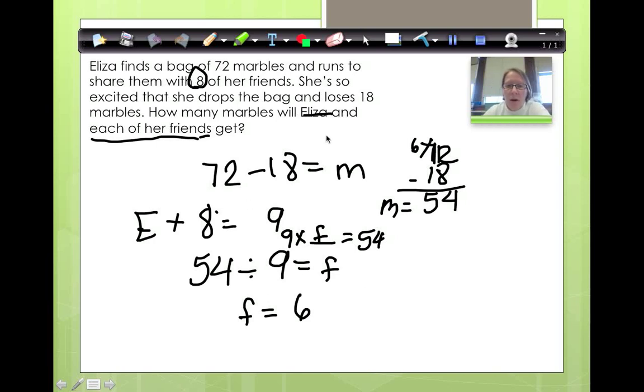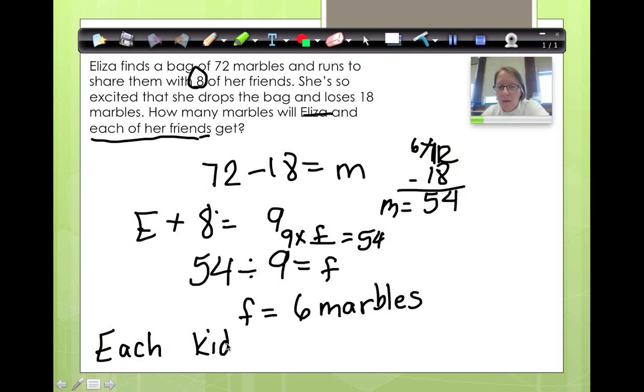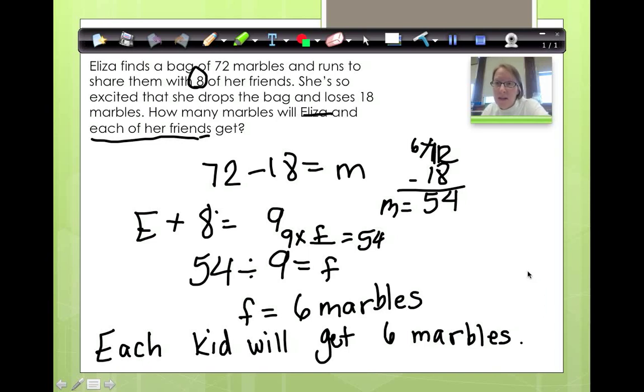How many marbles will Eliza and each of her friends get? They will each get 6 marbles. Okay, now, I don't want just to say 6 marbles. I want a sentence from now on because we're getting ready to do this. Each kid will get 6 marbles. Okay. Period.